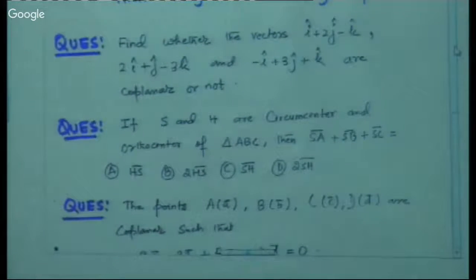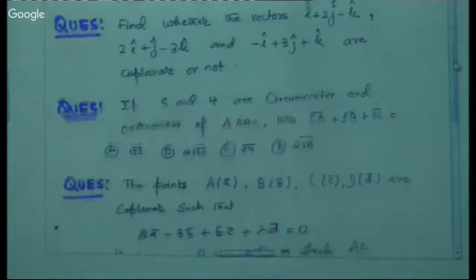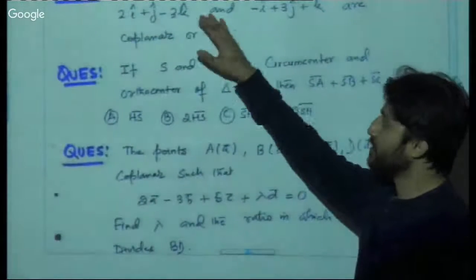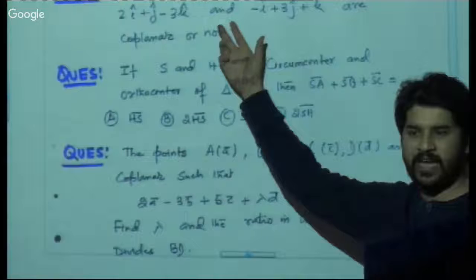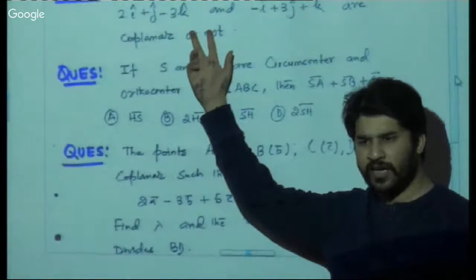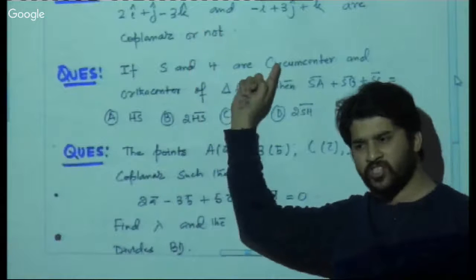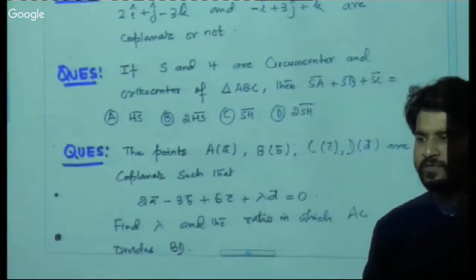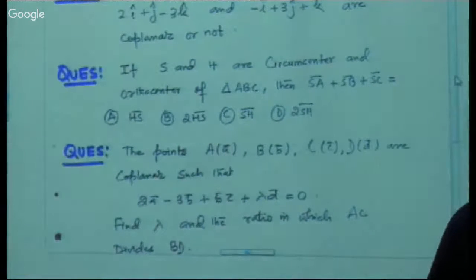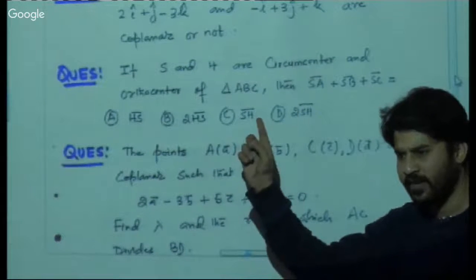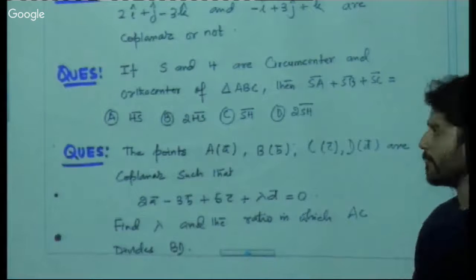Now the question was to find whether these 3 vectors are coplanar or not. We discussed it. We just wrote this is equal to lambda times this plus mu times this, and we have 3 equations and 2 variables. So 2 equations were used for finding lambda and mu, and we just checked whether the third equation is satisfied or not. If it is satisfied, they are coplanar. If it is not satisfied, they are not coplanar. I think they were not satisfied, right? So these 3 were not coplanar.